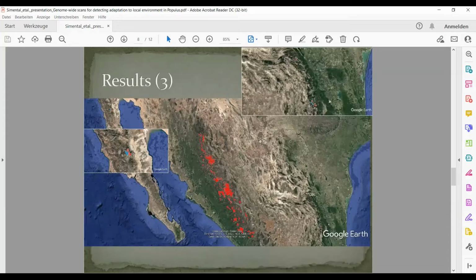Here is a pre-result with the summer precipitation. We found really two different provenances, in red and in blue. But the most common variant is in the Sierra Madre Occidental, which we can see with the red color.